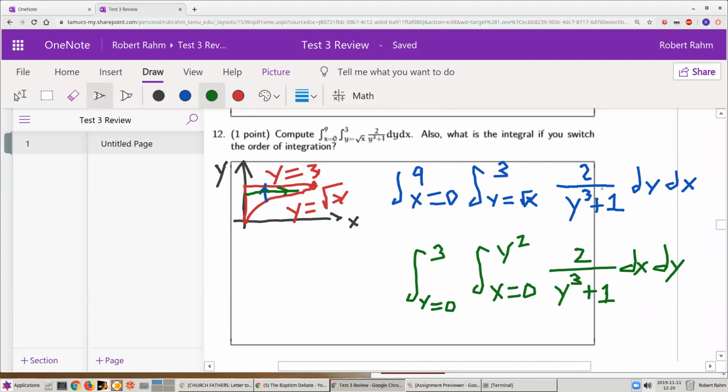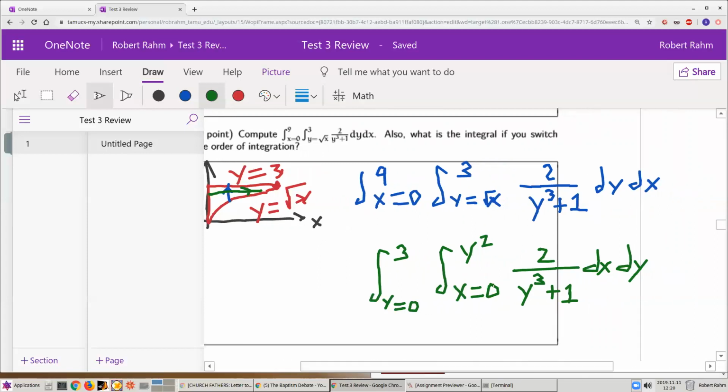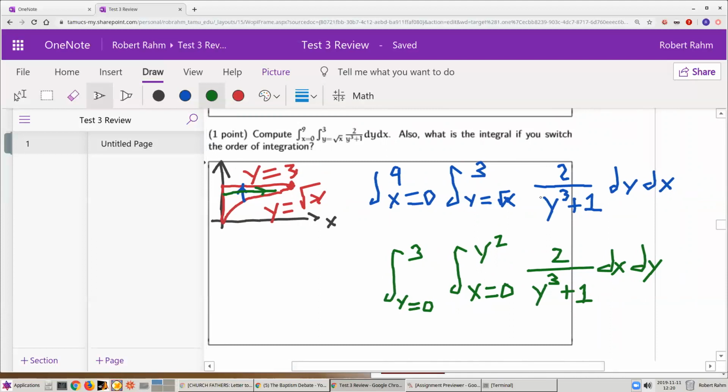So the blue integral, again, is exactly the integral that was given. But notice in the blue integral, if you want to do the y integral first, you're going to have to find an antiderivative of 1 over y cubed plus 1. And that's going to be tricky. And then, if you can do that, it's going to be some complicated expression involving x, because that's one of the limits. Then you're going to have to find the antiderivative of that function. So this is just not an integral that you want to do.